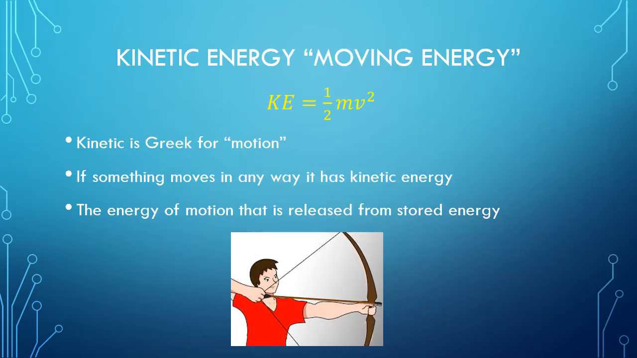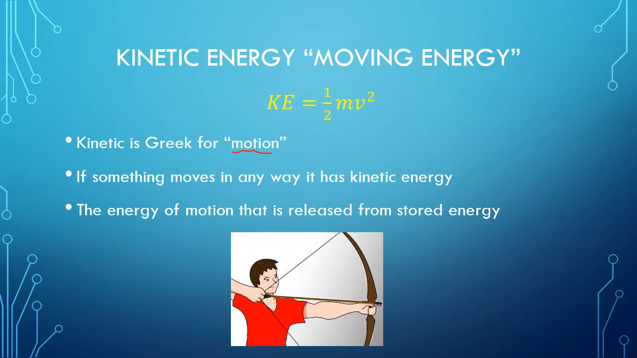Let's look at a different form of energy. Kinetic energy is called moving energy. So if an object is in motion, it has kinetic energy. To calculate kinetic energy, we're going to be using the following equation, 1/2 mv squared, m being the mass, v being the velocity. The term kinetic is actually Greek for motion, because kinetic energy, like we said, is moving energy. All objects in motion have a kinetic energy.